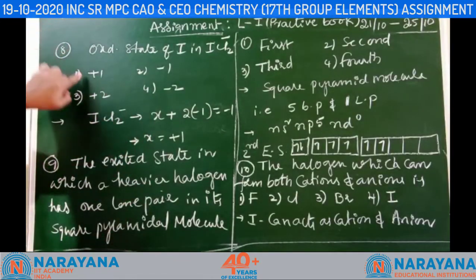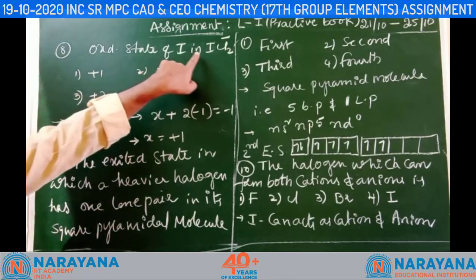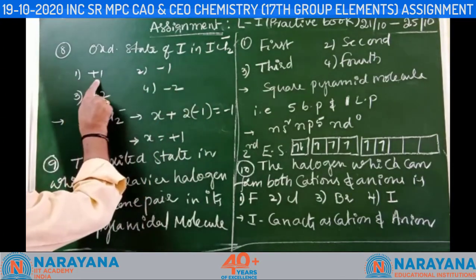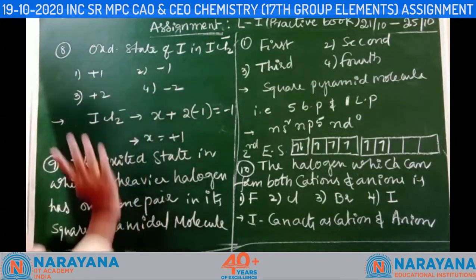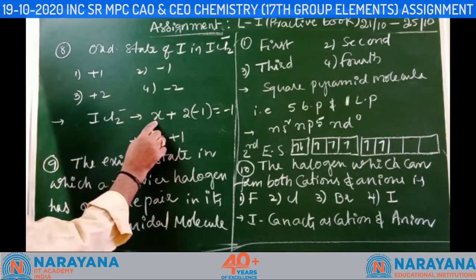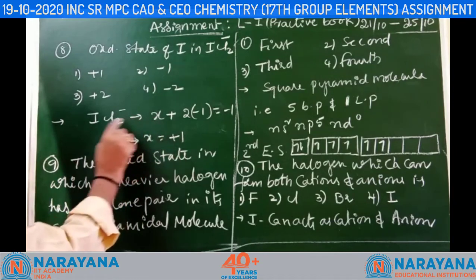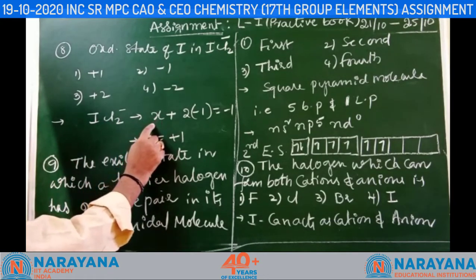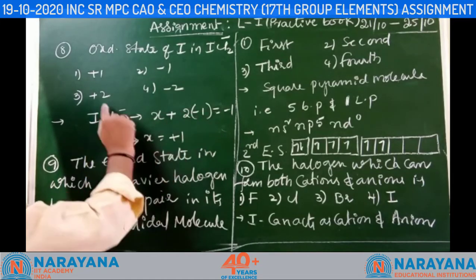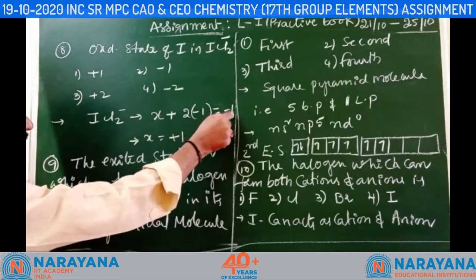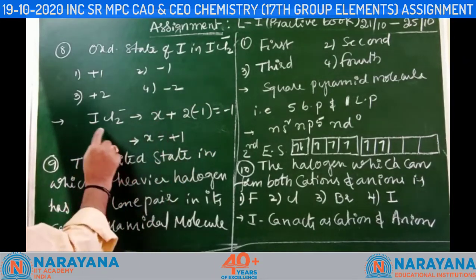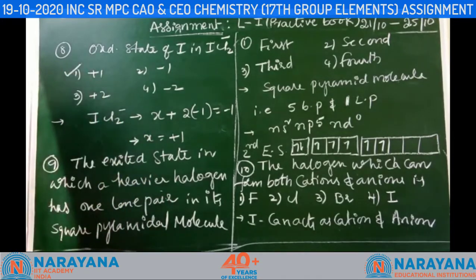So the 8th bit is oxidation state of iodine in ICl2 minus. Options: +1, -1, +2, -2. In the ICl2 minus particle, the iodine oxidation number we don't know, no? So we want to find. Let us assume that is x. x plus 2 into minus 1 for each Cl. The overall charge is minus 1, hence it is equal to minus 1. From that x is equal to plus 1. Means oxidation number of iodine is +1. First option is the right option.